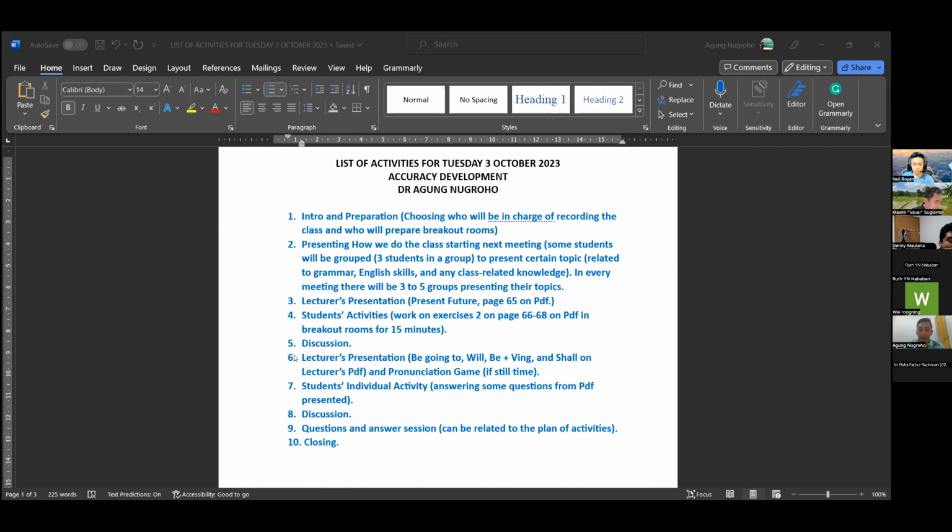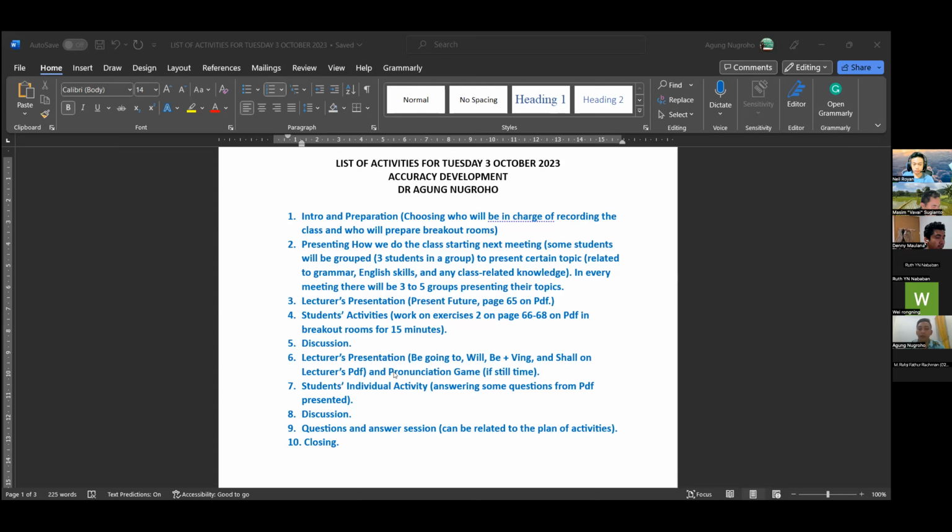And then number 6, ladies and gentlemen, we might not have this because I think I mistakenly put it here. All of these are actually part of present future: be, going to, will, be plus verb-ing, shall. So I will explain all of these here.